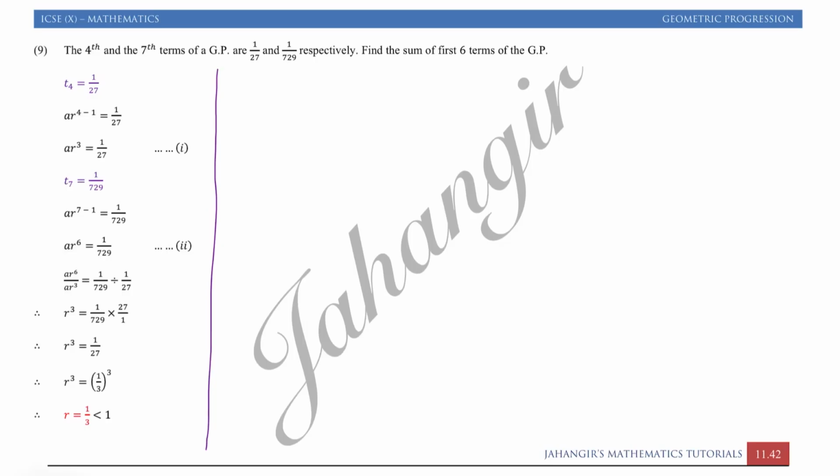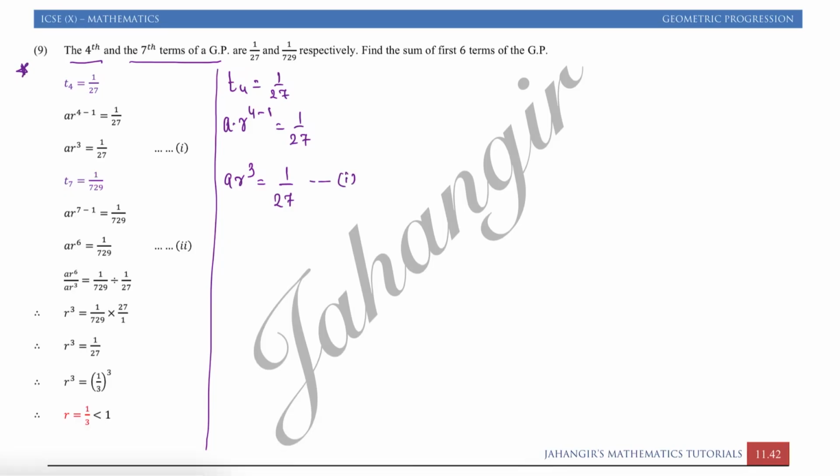Question number 9. The fourth term and the seventh term of a GP are given as 1 by 27 and 1 by 729. You have to find the sum of the first 6 terms. So this question is an important question. So here I can write T4 is equal to 1 by 27. T4 we can write as A into R raised to 4 minus 1 is equal to 1 by 27. So this can be written as A R cube is equal to 1 by 27. This is my result number 1.